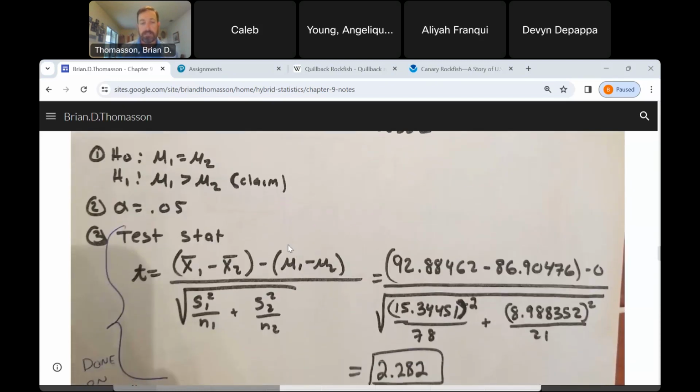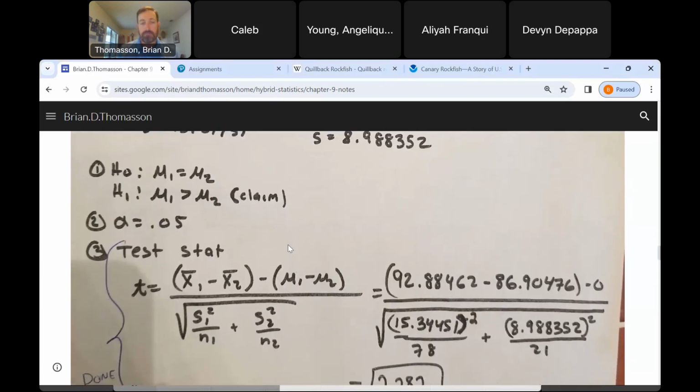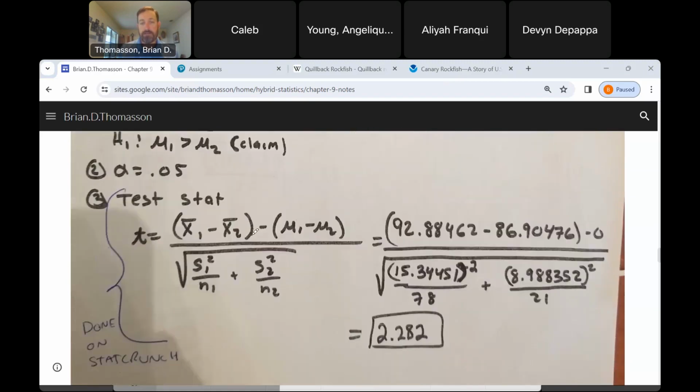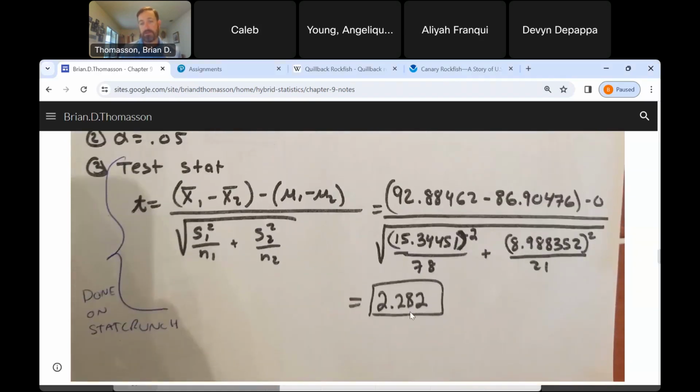All right, so the test stat, we plug in all our values. Again, we always assume that our difference is 0. We assume that they're equal, so the difference would be 0. We plug in all those values, and we find our test stat at 2.282. So that's pretty far out there. That's outside 2. So I'm thinking we're probably going to reject here.